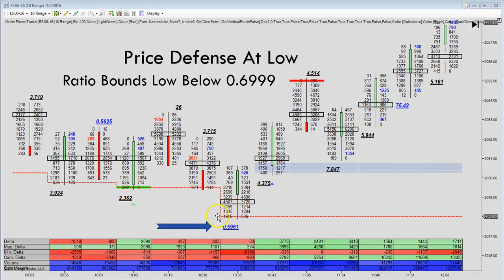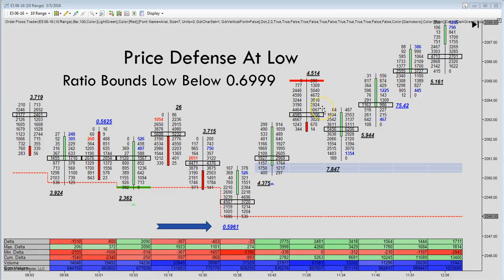And what happens? We come down here. It's telling you it's a ratio bounds low. Remember, ratio bounds low, it's a number below 0.69. And what it does, it's telling you that price is deemed being defended. That there's decent volume down here at the low. That buyers are willing to defend this low. And what happens? The market shoots right up.